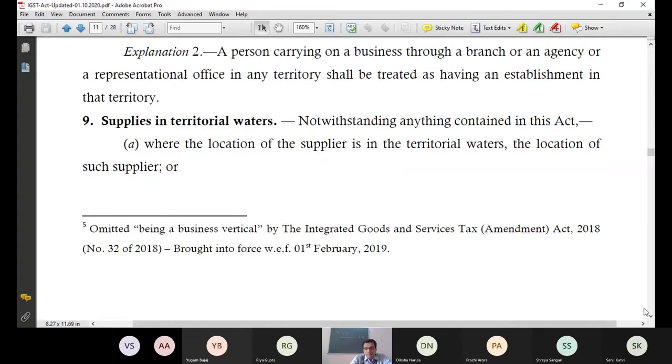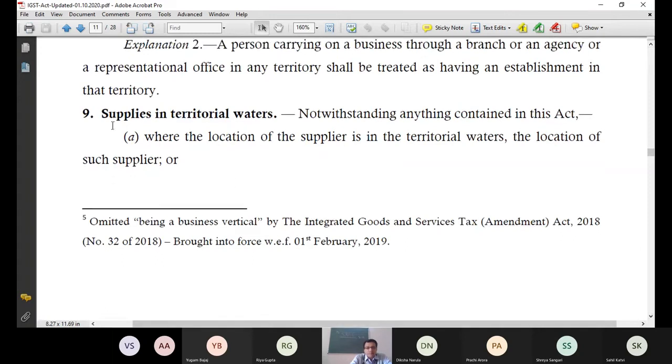This is section 9. Supplies in territorial water, notwithstanding anything contained in this Act. Whenever supply happens in territorial water, ignore all other sections, only follow section 9.